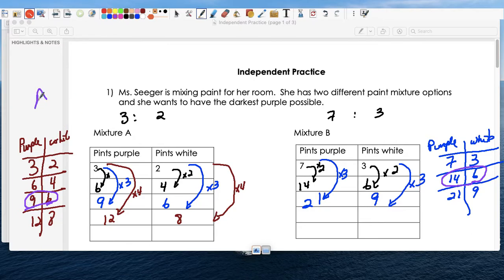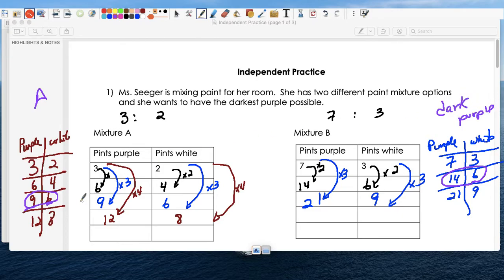Aquí, when I use 6 cups of white, how many cups of purple voy a usar? 9. When I use 6 cups of white here, how many cups of purple will I use here? 14. Aquí usan mucho más purple. When they mix purple and white, aquí va a ser purple más fuerte. Aquí hay mucho purple, so el color va a ser dark, oscuro, purple.